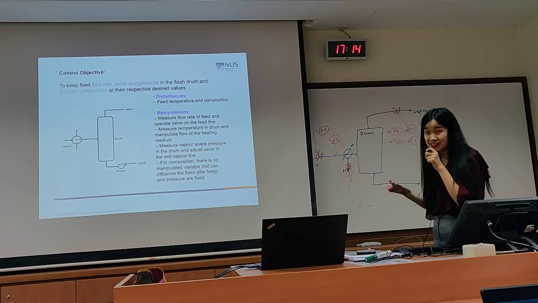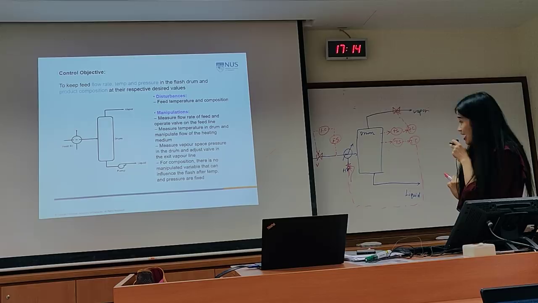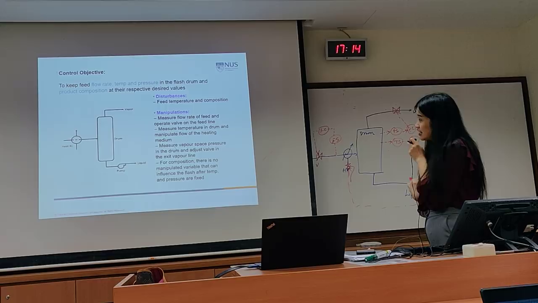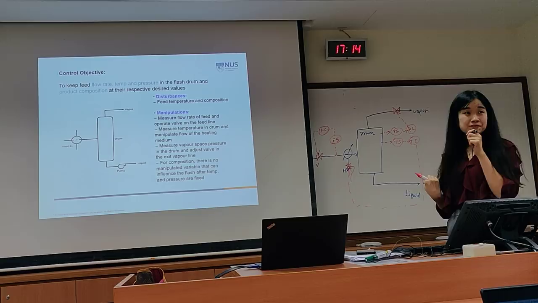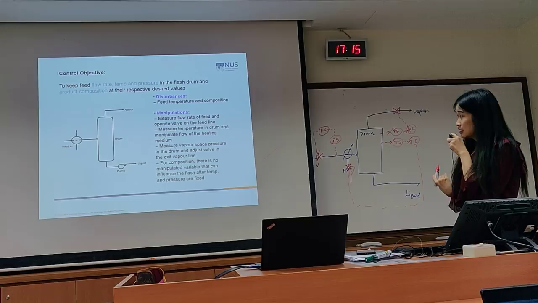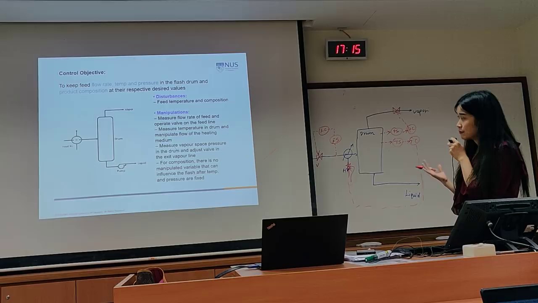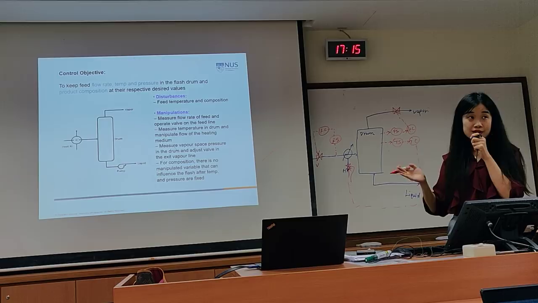So since we have the temperature and the pressure fixed here, then for the composition, is there any way we can control that? Can we control the composition of the stream? Just for this case, we have only one single inflow. So there's no manipulated variable that can influence the flash after the temperature and pressure, the T and P, are fixed already by the control system. There are no ways you can further control the composition.